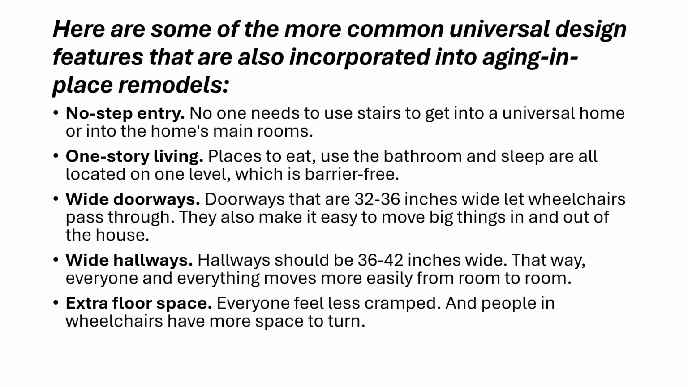So for example, we have no step entry as you age. Very important. I'm suffering with a hip issue right now. Completely level flooring, much easier for me than when I have to step up over things. One-story living, so your places to eat, use the bathroom, sleep are all located on one level, which is barrier free. Now you might say, but we already have a 2-level house. Yeah, but we can take the first floor, which is what they do, and make that barrier free in UD, including a bedroom. And in some situations that is going to be enough space for someone to continue living in that household and not needing to go upstairs.